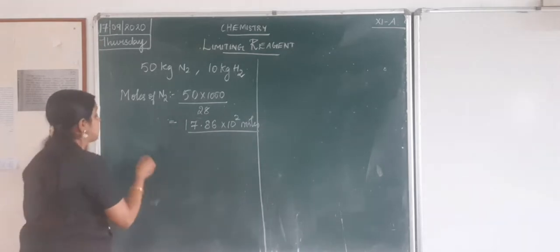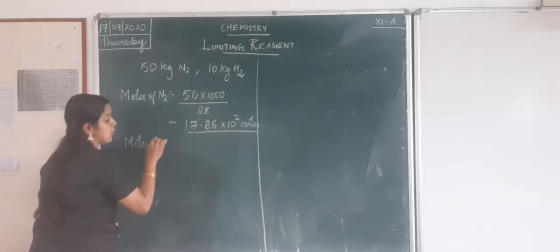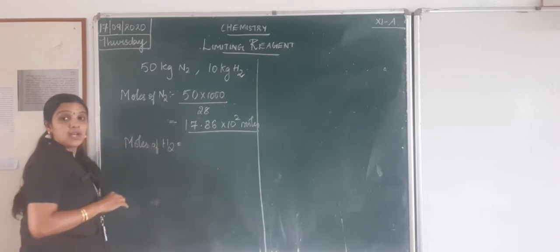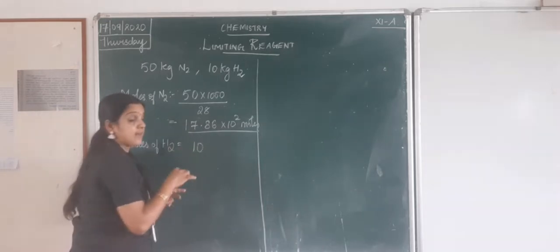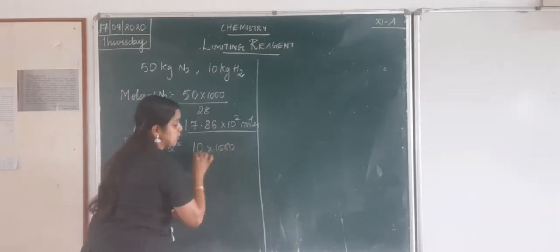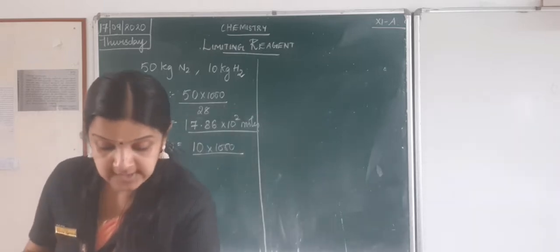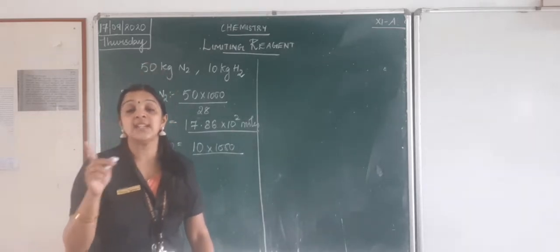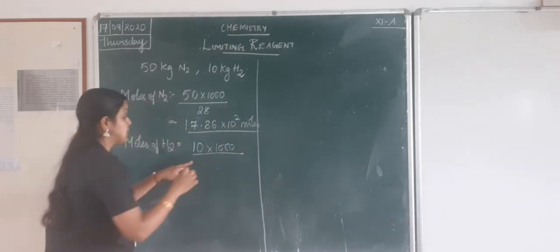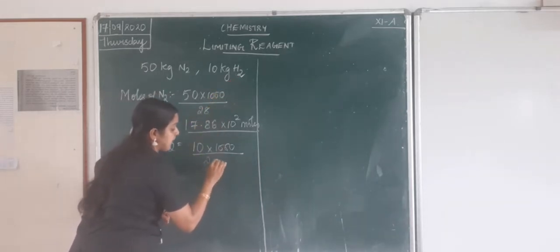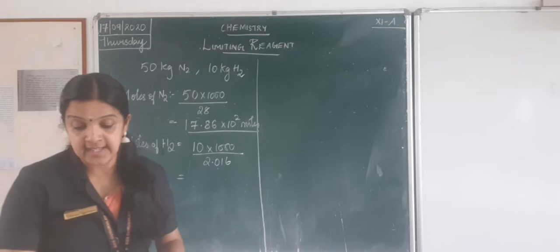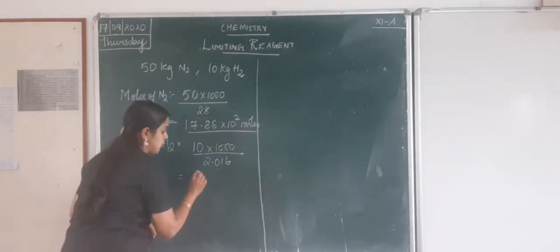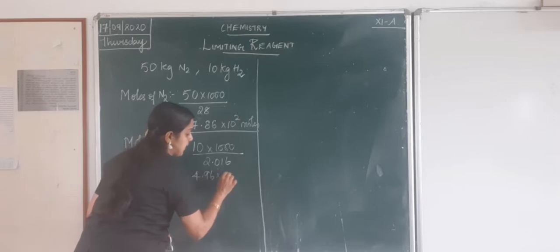Now how do I calculate the moles of hydrogen? Moles of hydrogen will be, that is 10 kilogram. So 10 I have to convert into grams. So 10 into 1000 by 2.016, because 1.008 is the atomic mass of hydrogen, and since it is an H2 molecule, divided by GMM. What is the amount given there? It is around 4.96 into 10 power 3 moles of hydrogen.